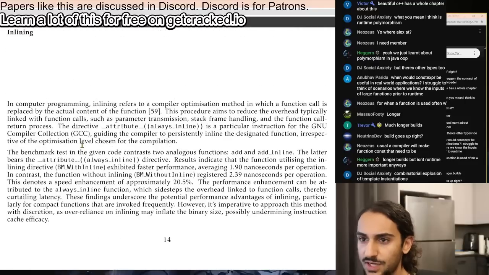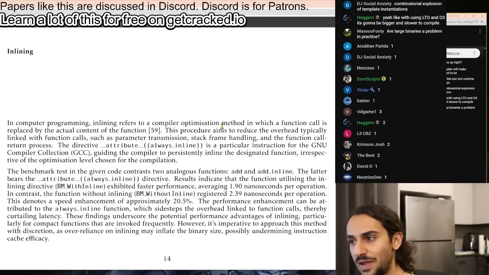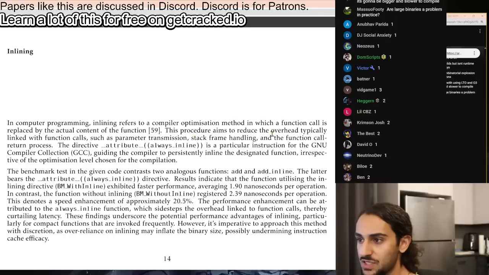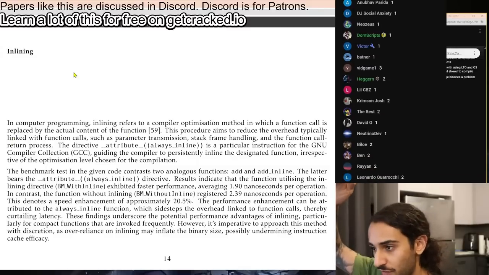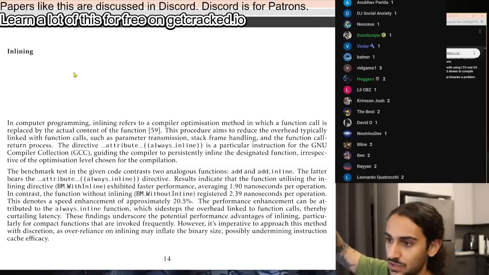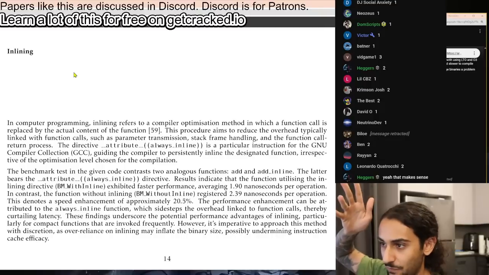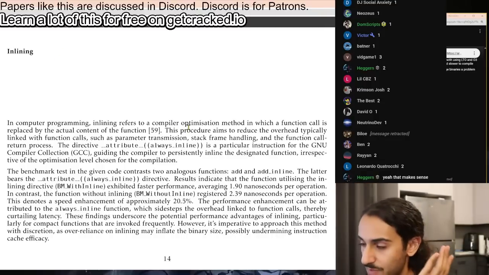Okay, let's look at inlining very quickly. In computer programming, inlining refers to a compiler optimization method in which a function call is replaced by the actual contents of the function. This procedure aims to reduce the overhead typically linked to function calls such as parameter transmission, stack frame handling, and function return process, right? You need to jump to the entry point of the function. You need to copy the variables into it. You need to allocate a stack frame, and you need to return from that stack frame, thus deallocating that stack frame. Inlining is an optimization that will get rid of all of that.